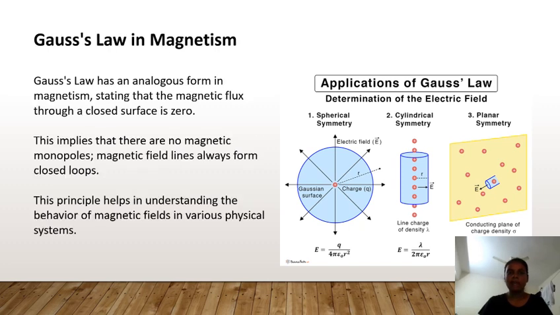Gauss law in magnetism. Gauss law has an analogous form in magnetism, stating that the magnetic flux through a closed surface is zero. This implies that there are no magnetic monopoles. Magnetic field lines always form closed loops. This principle helps in understanding the behavior of magnetic fields in various physical systems.